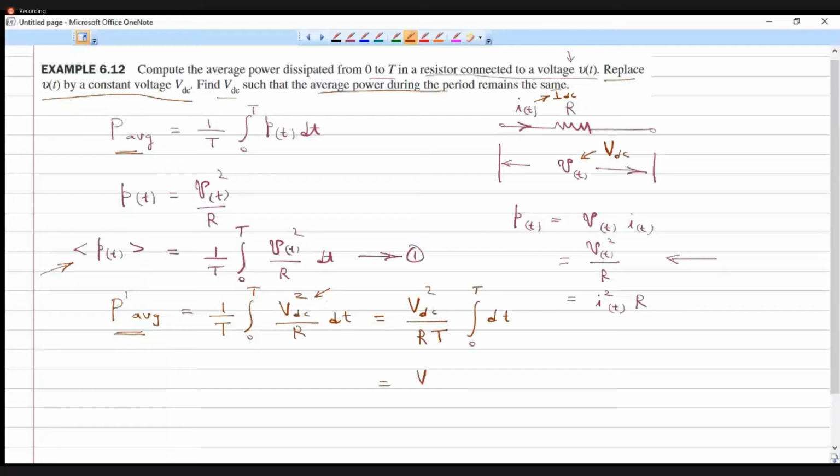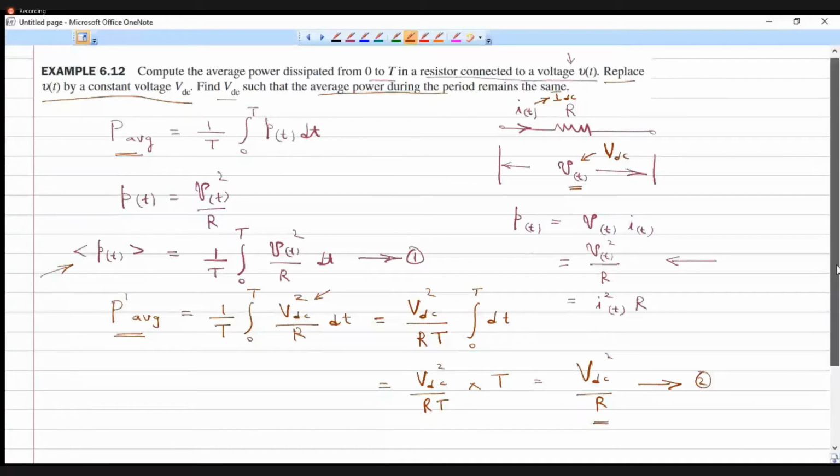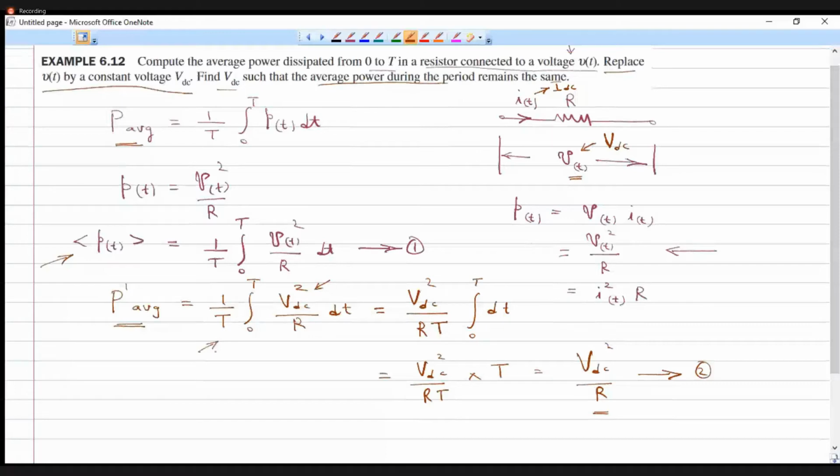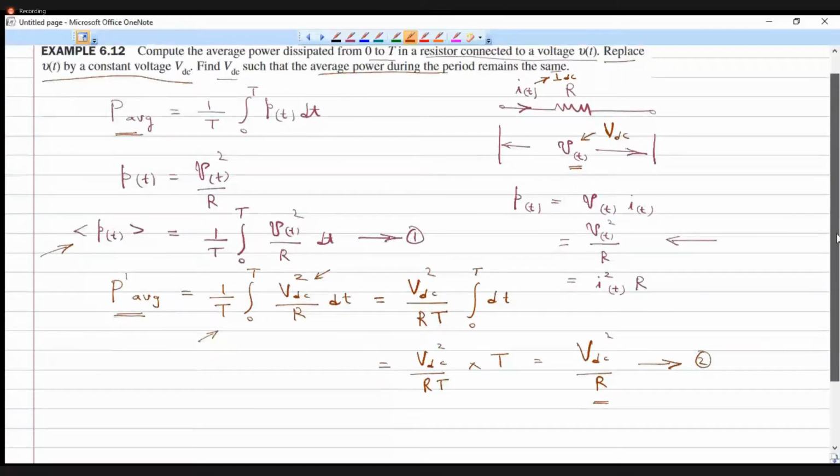So what is that? Integral of dt is t, and if I apply the limit 0 to T, it will be T itself, right? So I will have VDC square by R into 1 by T into T, which is equal to VDC square divided by R. So that is my second equation. So when I replace this alternating voltage, or voltage that is a function of time, with a DC voltage source, the average power is given by VDC square by R, which is already understood because we have already seen what the DC power is. So the total power is V square by R, the same expression. Only thing here I have shown with respect to the average value, because in DC we have only the average value, right? RMS is defined only for alternating signals.